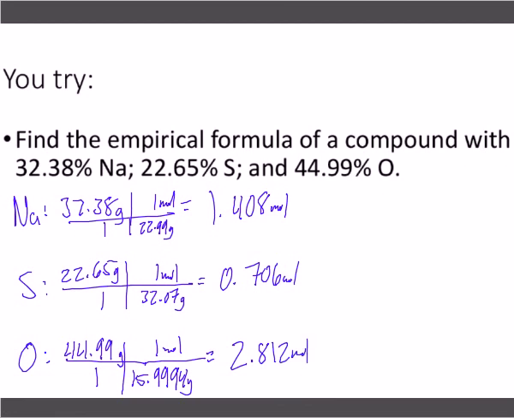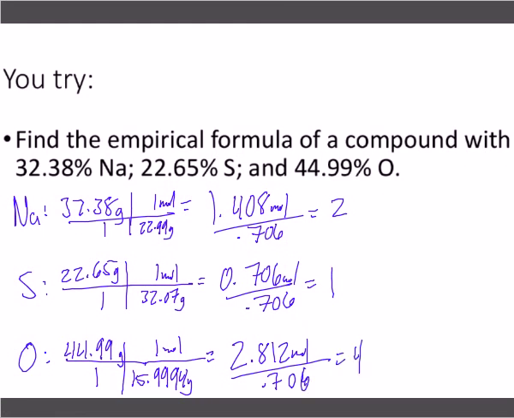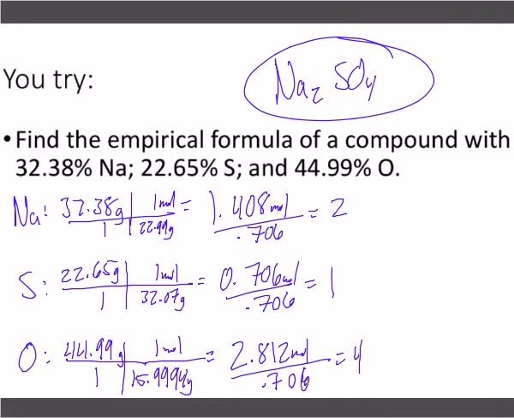So which one are we going to divide by? Smallest would be sulfur, so 0.706. That's going to be about 2. This is going to be 1. And this one's going to be about what? Okay, so what's our formula going to be? There it is. Sodium sulfate.